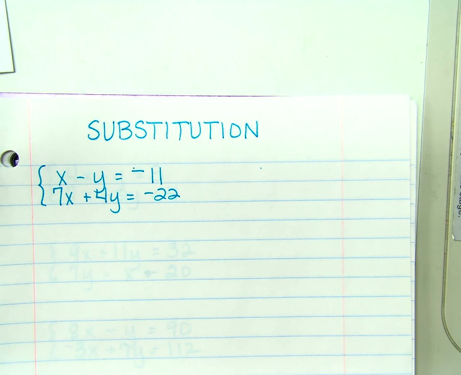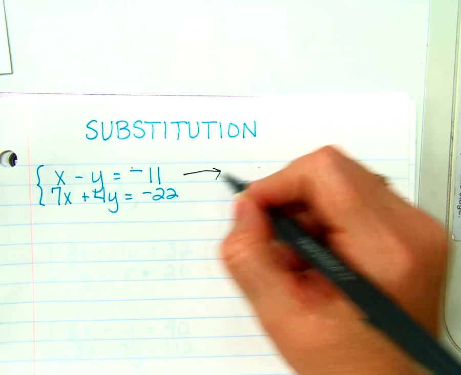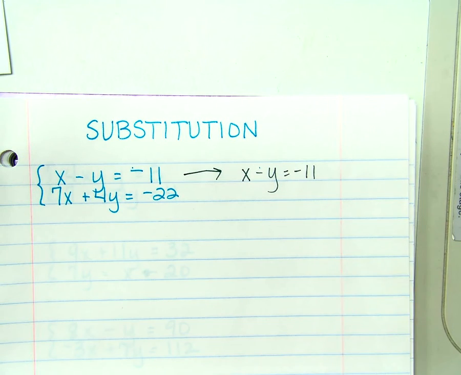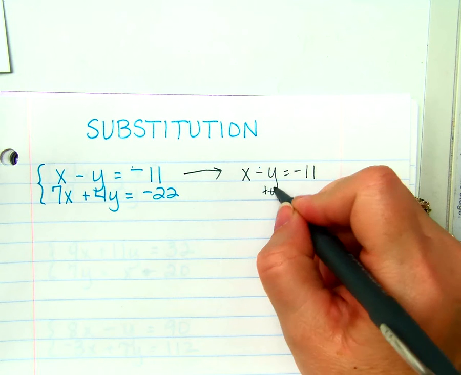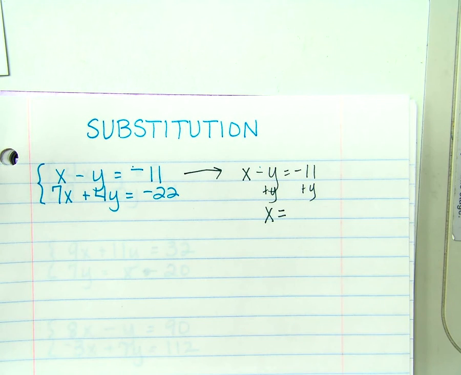So let's solve the first equation for x. All I'm going to do is come over here and rewrite this problem. When I rewrite the problem, what do I have to do to get x by itself? Add y to both sides. X equals what then? Negative 11 plus y.